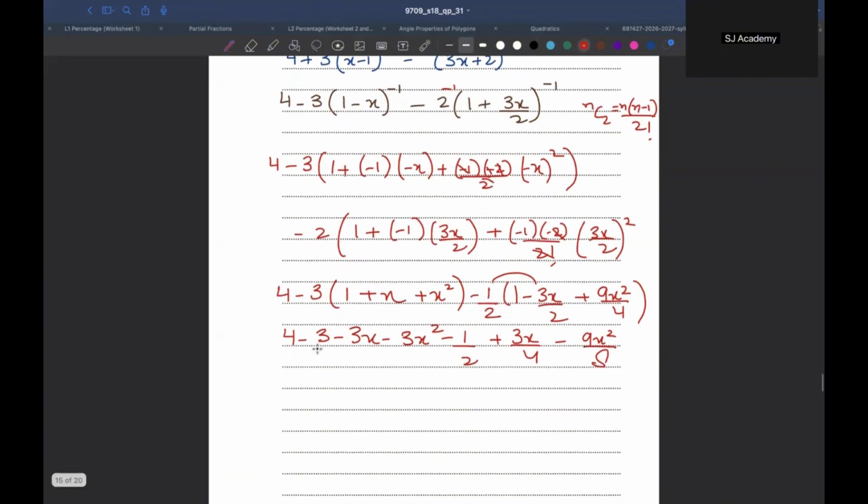Simplifying, we'll get 4 minus 3, 1. And 1 minus half is half. Then these are the x terms, minus 3x plus 3x upon 4. So that is minus 12x plus 3x is minus 9x upon 4. And then simplifying the squared term, so that is minus 3x squared and minus 9x squared upon 8. Taking the LCM, 8 is a 24. 24 minus 9 will become minus 33. So that will become minus 33 upon 8x squared.